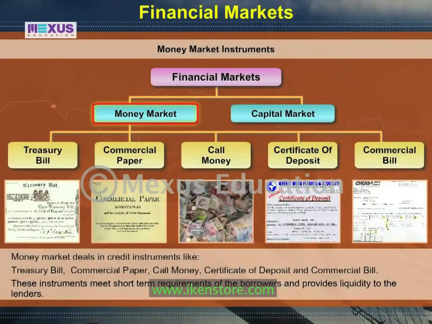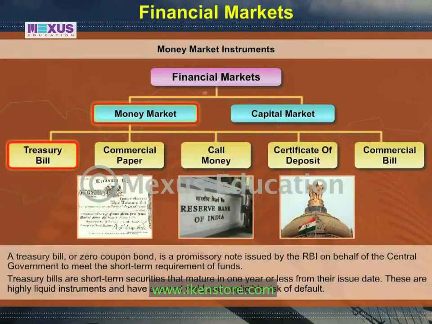Money market instruments. Money market deals in credit instruments like treasury bill, commercial paper, call money, certificate of deposit and commercial bill. These instruments meet short-term requirements of the borrowers and provide liquidity to the lenders. Treasury bill. A treasury bill or zero coupon bond is a promissory note issued by the RBI on behalf of the central government to meet the short-term requirement of funds.